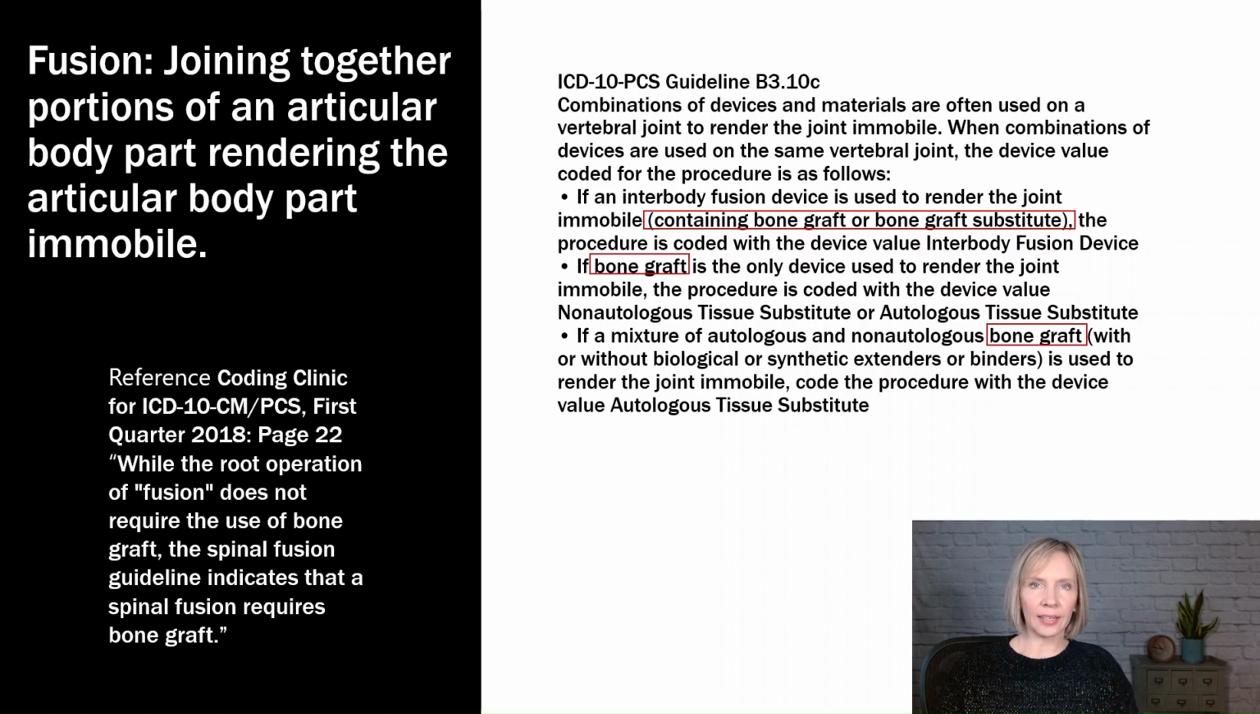According to the ICD-10-PCS guidelines, a spinal fusion requires the use of a bone graft or bone graft substitute to make the joint immobile. This means that the operative report must describe the use of bone graft or a bone graft substitute to code the procedure to root operation fusion. It's important to note that this guideline is specific to spinal fusion and does not apply to fusion of other joints.